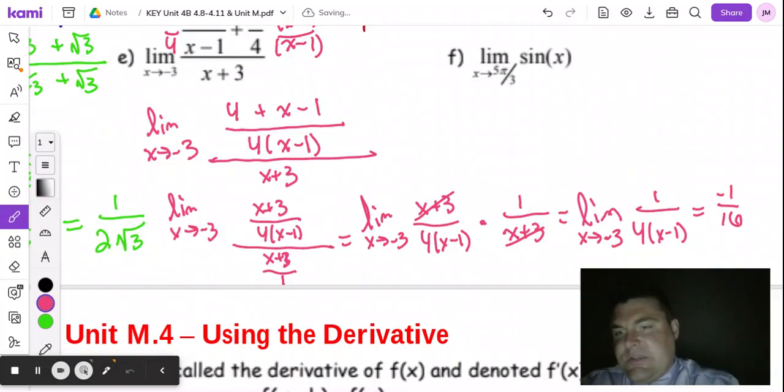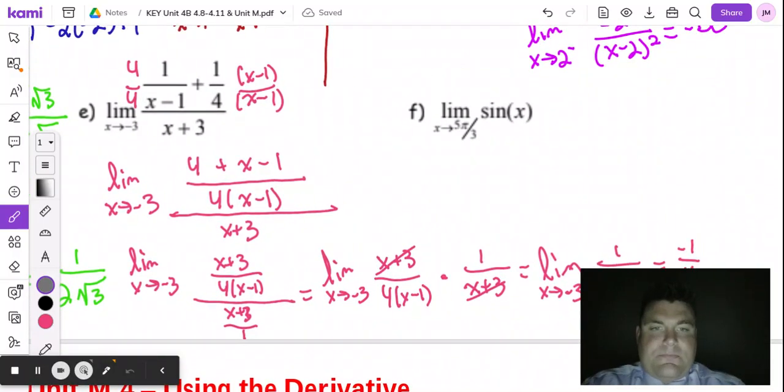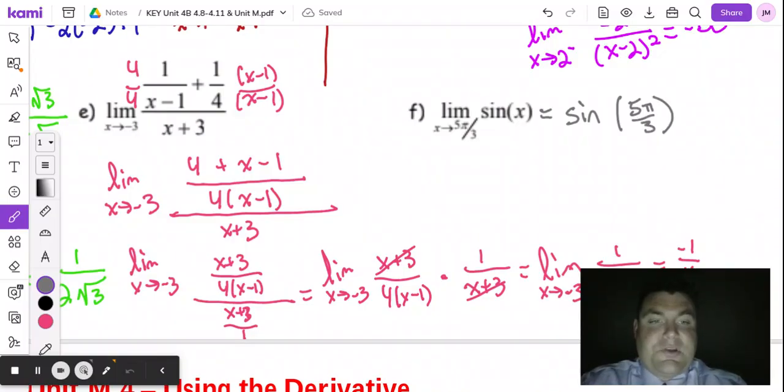Last problem, easiest problem, the whole thing. Do that in gray. All right. Can I plug in that 5 pi over 3? The answer is yes. There's no holes, nothing. This is equivalent to saying sine of 5 pi over 3. What is sine of 5 pi over 3? Anybody know that? It's in the fourth quadrant, so I know it's negative. Pi over 3 family is root 3 over 2.